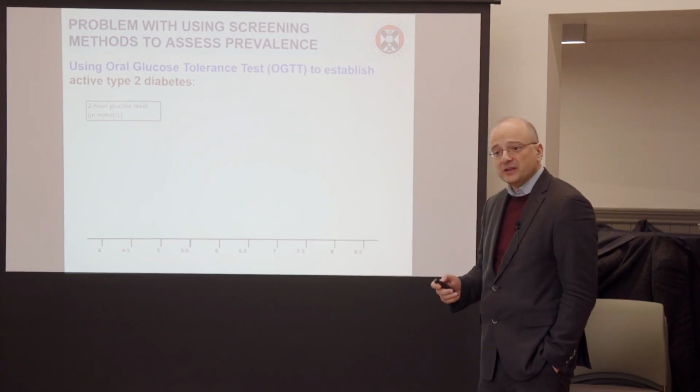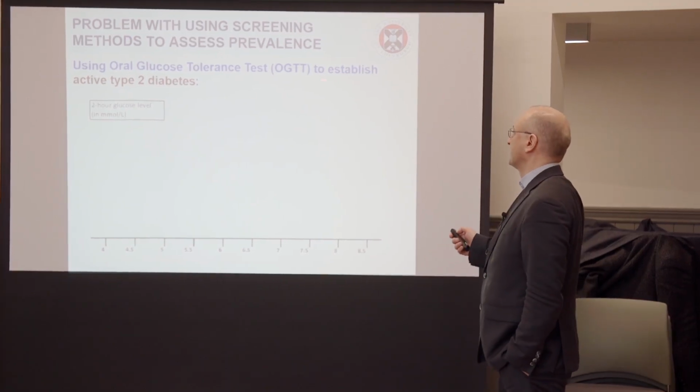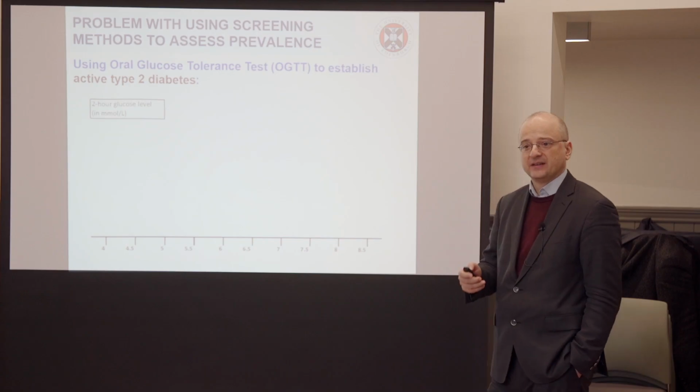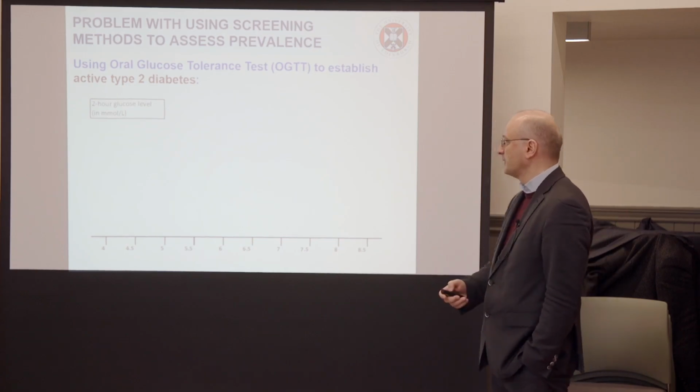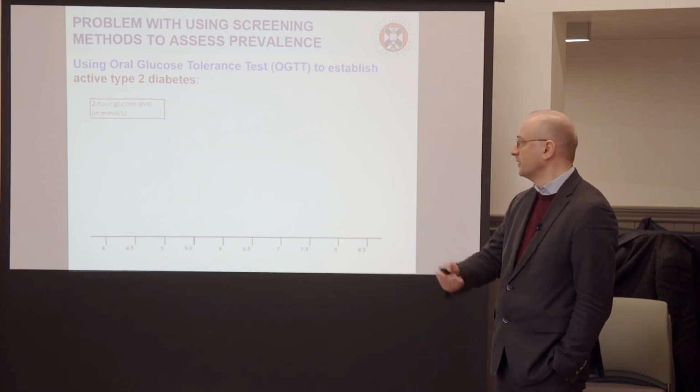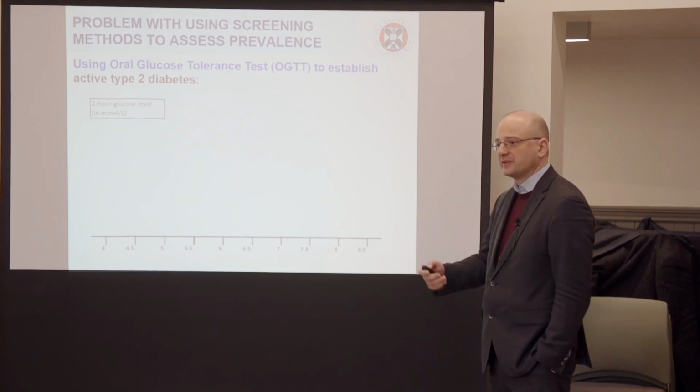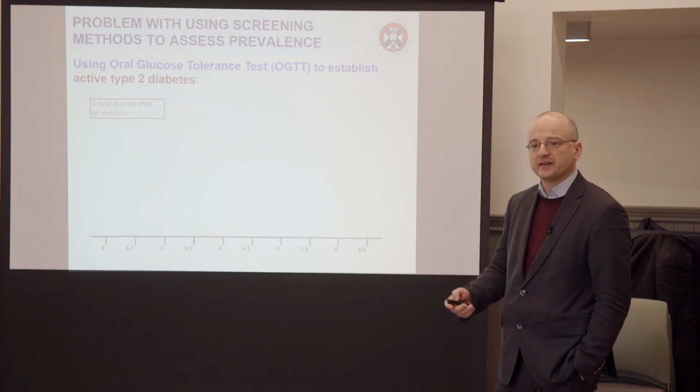And let's say that we're using oral glucose tolerance test to establish active type 2 diabetes, all right? So we challenge people, we give them glucose, and then they should fall after 2 hours to the normal level. If they don't, there's some problem, okay?